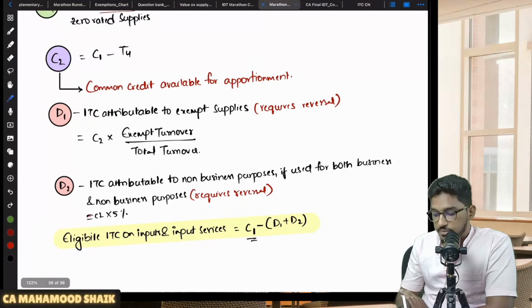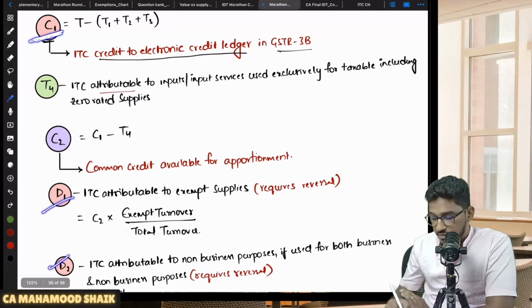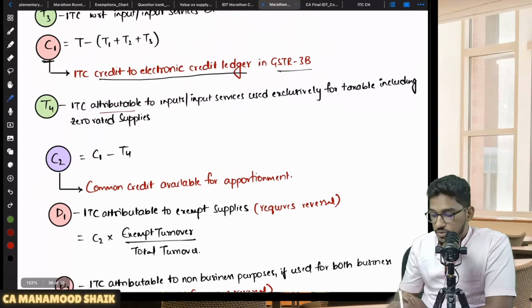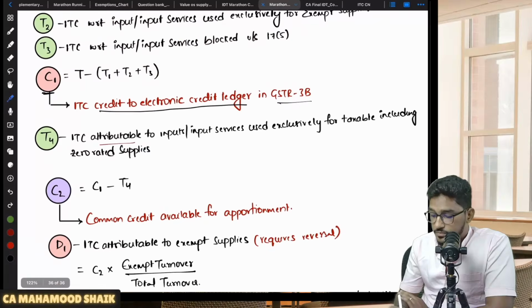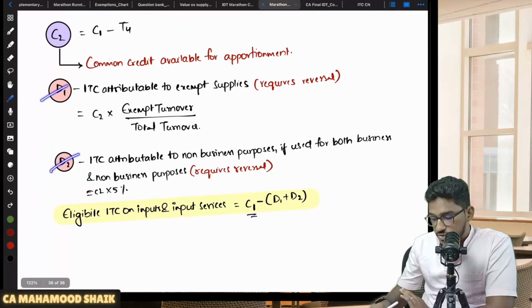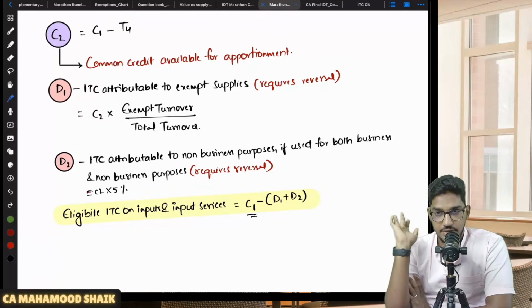Now what you should do: from the C1, not from the common credit, you have to take out D1 plus D2, and then you will get the eligible ITC. This C1 has ITC in it. What is this C1? As I have told, C1 contains two things: common credit and completely eligible credit. From this C1, if you eliminate D1 plus D2, you will get the eligible input tax credit.